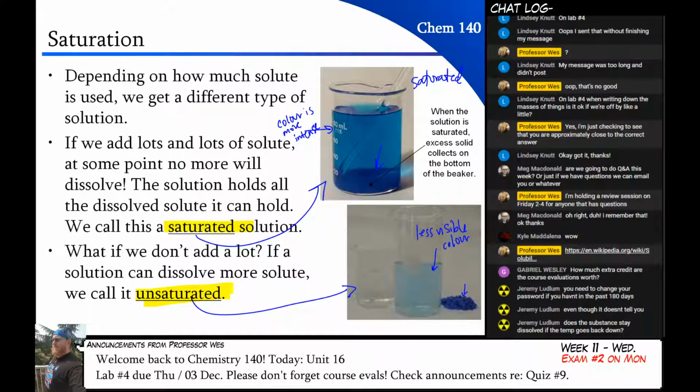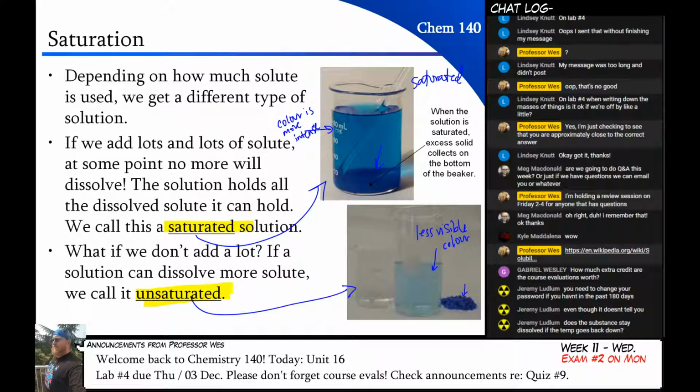Does the substance stay dissolved if the temperature goes back down? That's a really good question. We're going to explore that in just a second, actually, because it turns out there is another phase here. We have saturated, which is, I can't hold anymore. Unsaturated, which is, I can put more stuff in. But then there's also the phase supersaturated, which is, oops, I have too much. I had to get rid of it.